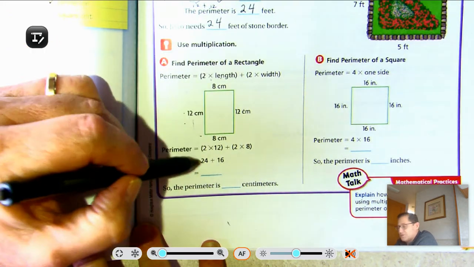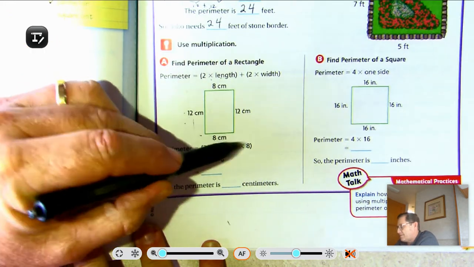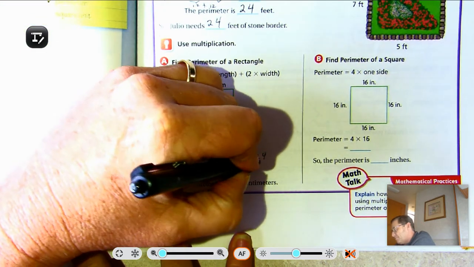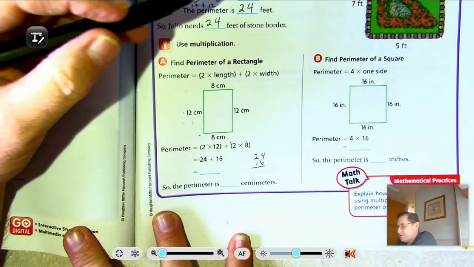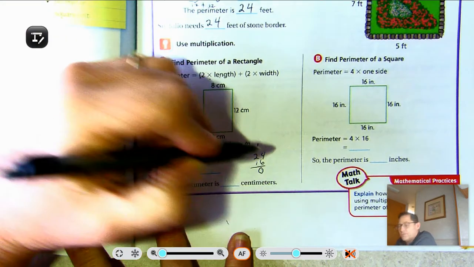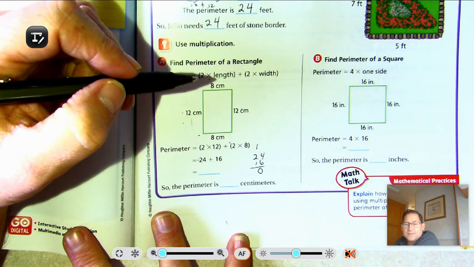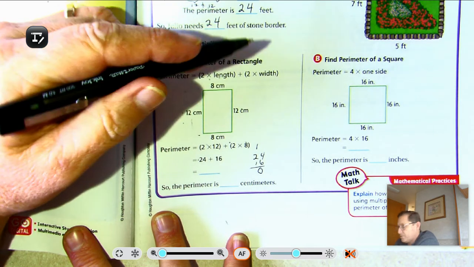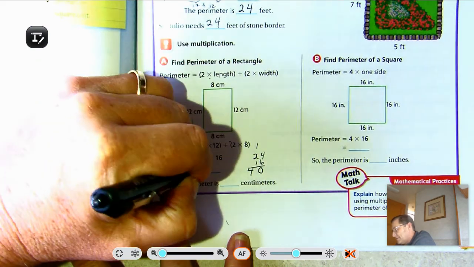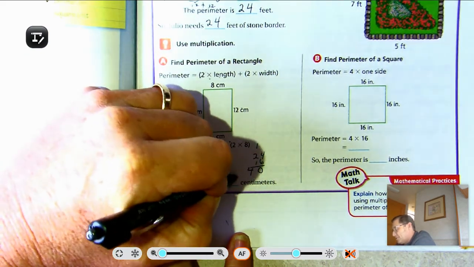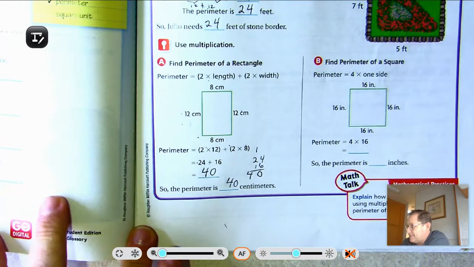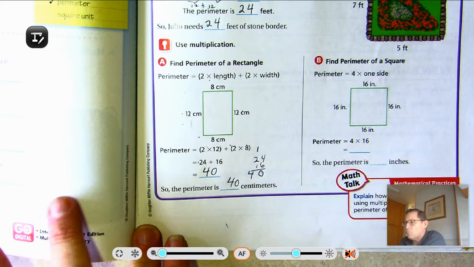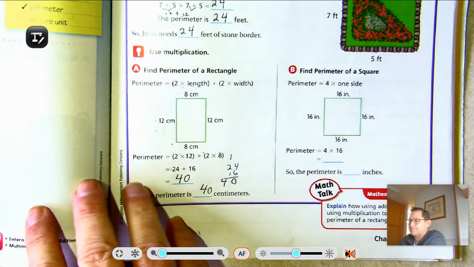So 2 times 12 is 24. 2 times 8 is 16. 16 and 24. Well, 6 plus 4 is 10. Regroup that as 1 ten and 0 ones. 2 plus 1 is 3 tens, plus the regrouped 1 ten is 4 tens. So 40. So the perimeter of that rectangle is 40 centimeters.